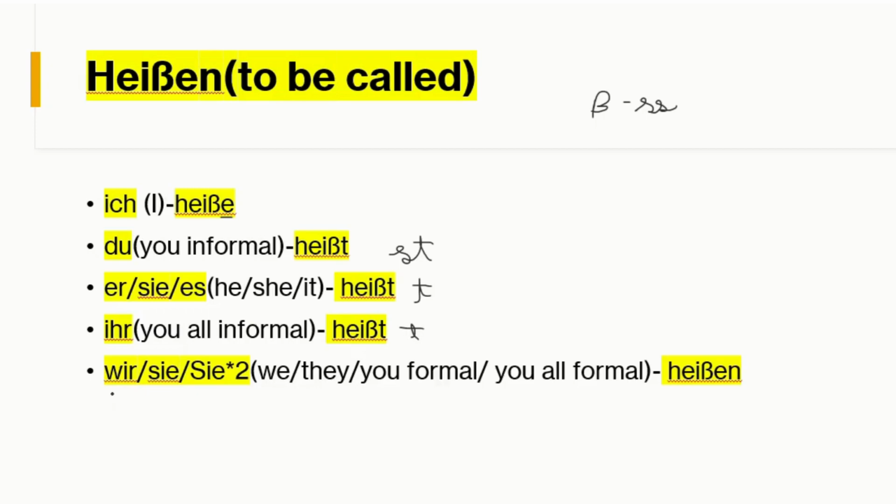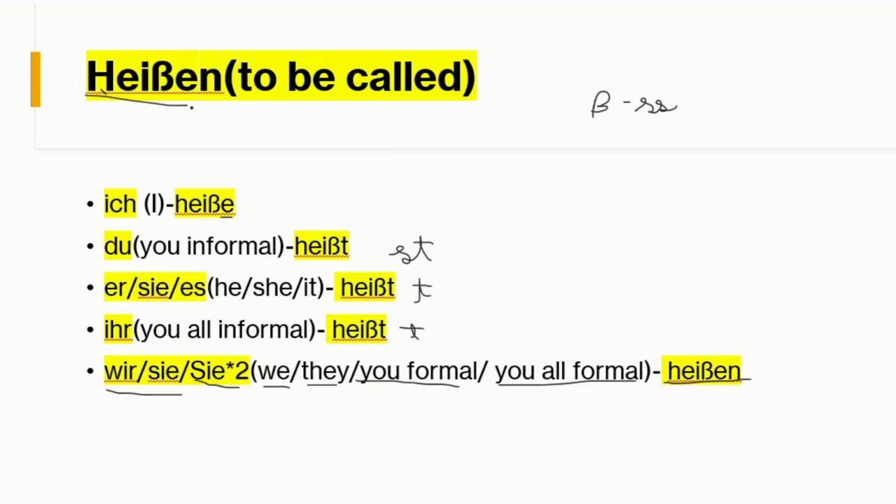Now see, with where Z, Z. Now where is V, Z with a small s is sie, and Z into 2, that is Sie formal. So the first one is sie formal and the second sie is sie all formal. So that's why I wrote Z into 2. The conjugation is heißen.